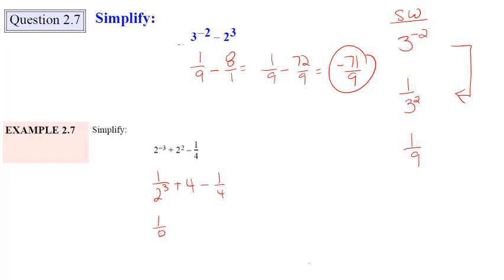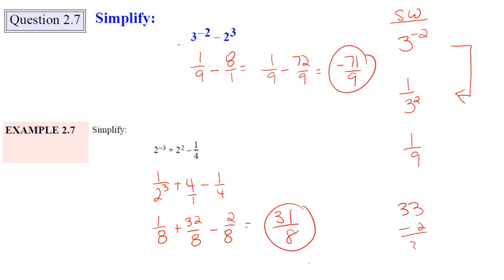So that's 1/8 plus 4 over 1. I'm going to find a common denominator of 8. And then that would be 31 over 8. Just double check that. 33 minus 2. Yeah, 31. Okay, yeah.